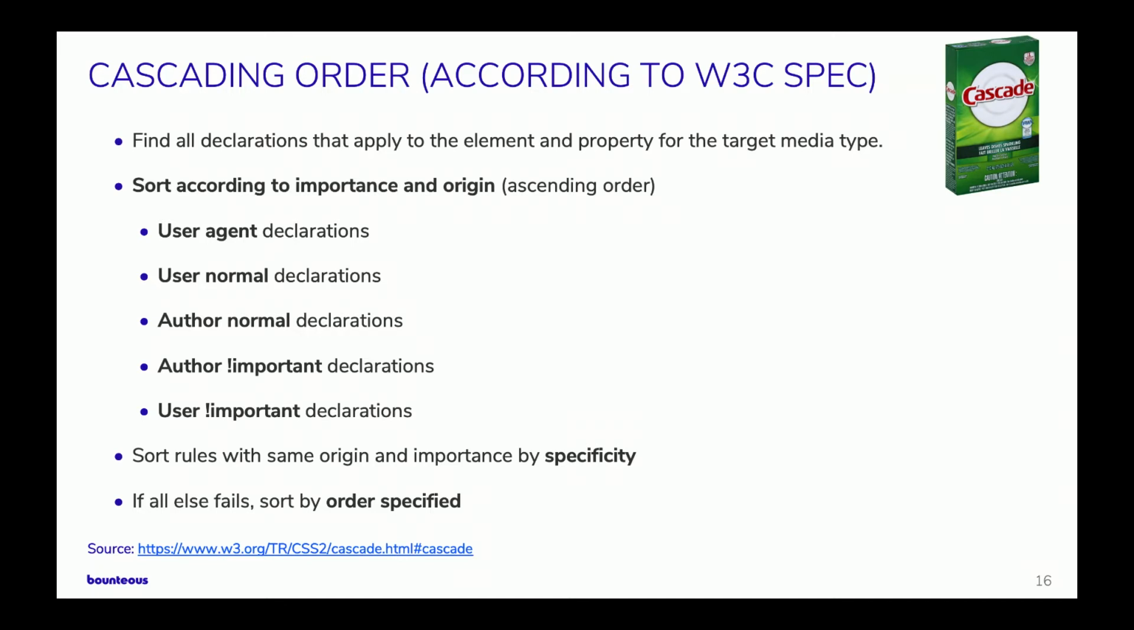So things that are lower priority would be the user agent declaration, and then user normal, and then author normal declaration, so the things that you, the developer, write in your style sheet, and then author important. So if you blast your important rule in there, that's going to win. And then user important declarations are even higher priority. And if that doesn't allow it to be decided, next is specificity, which we'll talk about in a second. And then if all else fails, it's just the order that they show up in the style sheet as far as what wins.